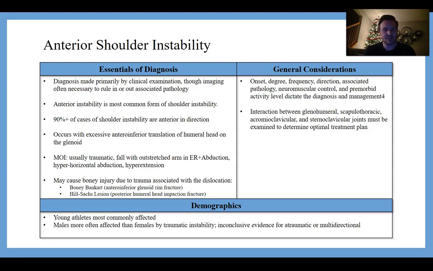And so that's important to really realize why those positions cause this type of dislocation. The demographics here: usually young athletes are most commonly affected. Males are more often affected than females, especially traumatically.